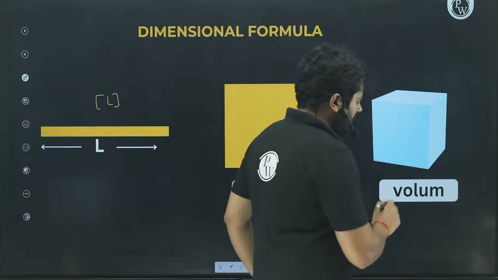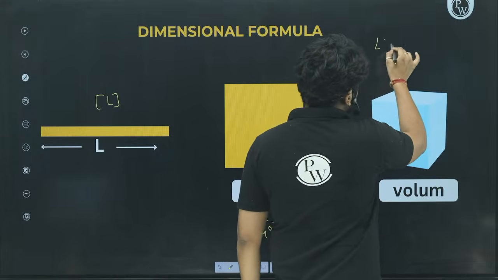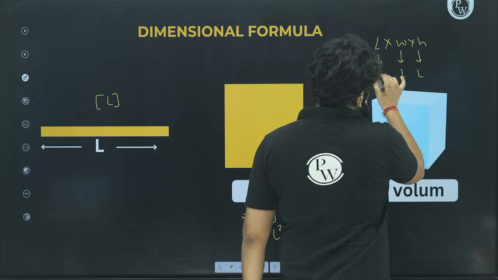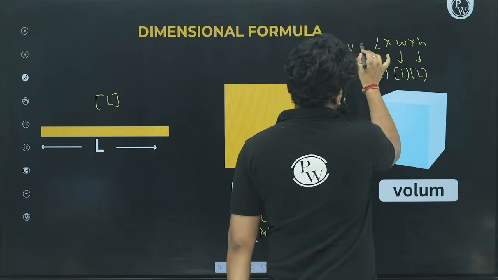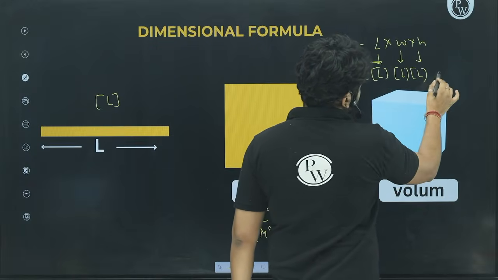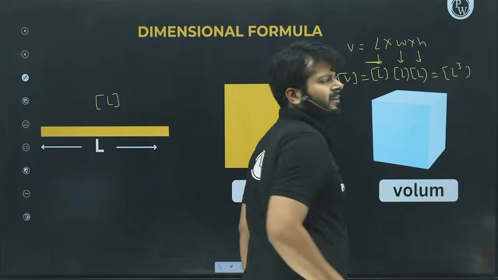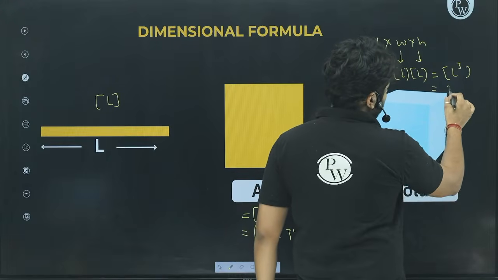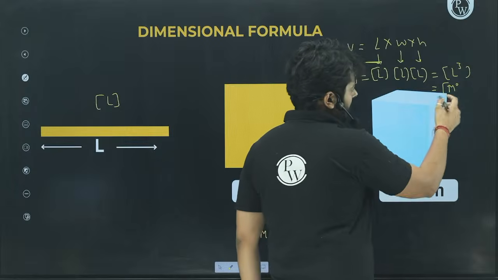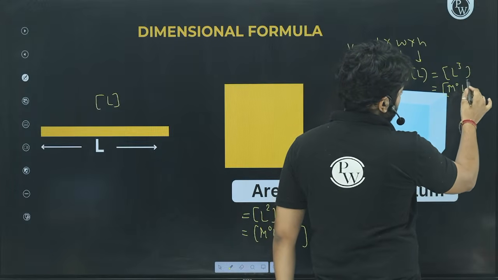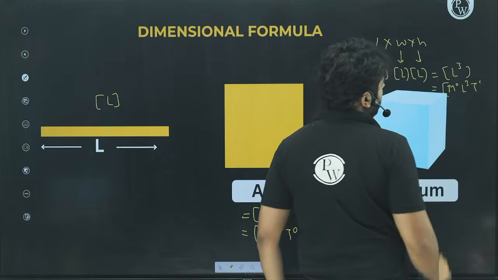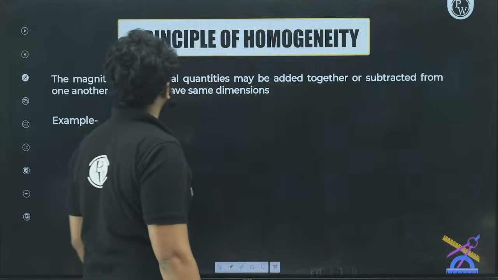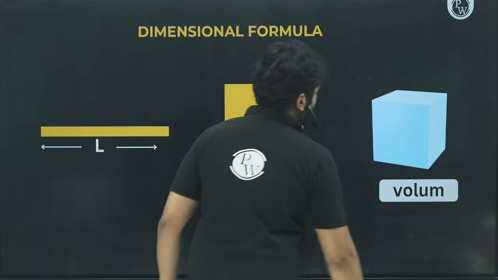For volume, it is length into width into height. They all have the dimensional formula of length. So the final dimensional formula for the volume would be L3. We will not write it L cube, it is L3. The better way of writing it: volume does not depend on mass or on time. So M0, L3, T0. This is the dimensional formula for the volume.